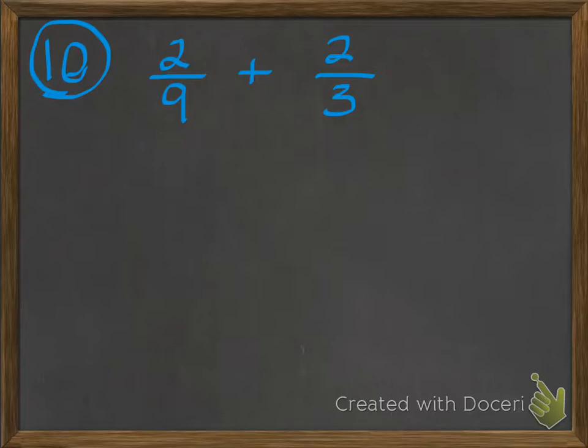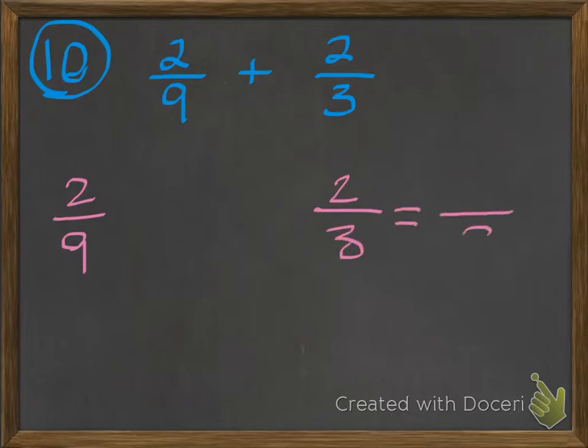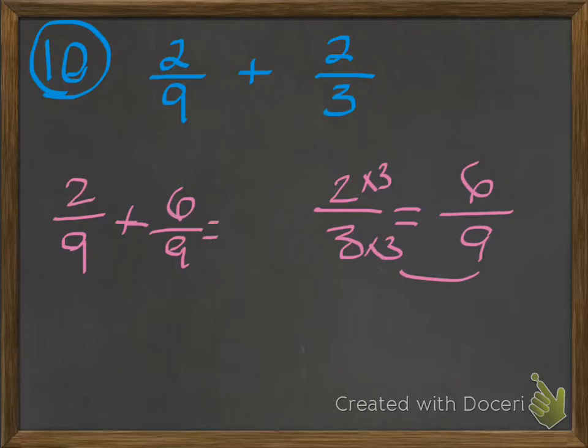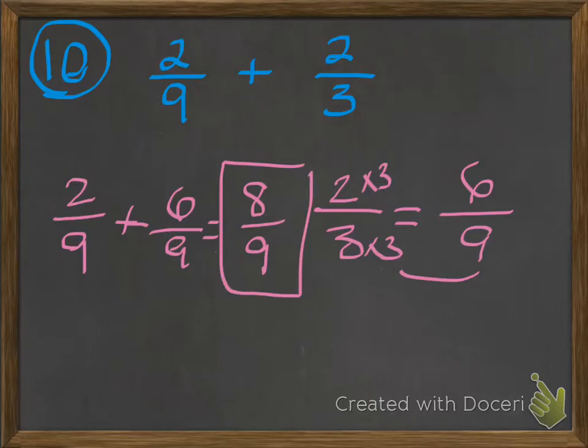Number 10. 2/9 plus 2/3. Okay, the common denominator for 9ths and 3rds is 9ths. And since 2/9 is already in 9ths, I'm going to leave that the same. So I need to find the equivalent of 2/3 in 9ths. So I have to multiply 3 times 3 to get to 9. Whatever I do on the bottom, I do to the top. 2 times 3 is 6. So now I have 2/9 plus 6/9. 2/9 plus 6/9 equals 8/9. Don't forget to box your final answer.